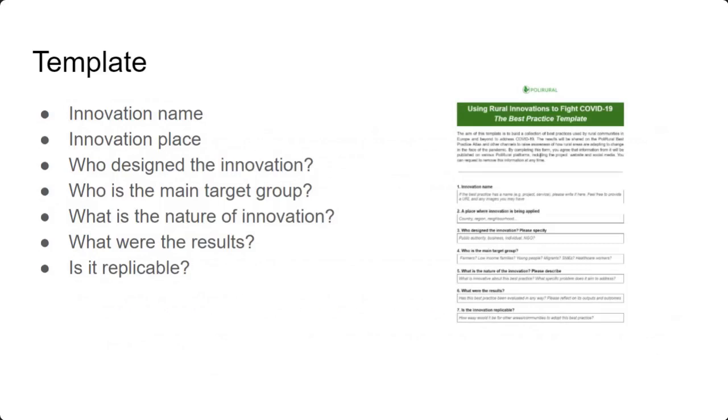For the collectors, we have developed a template. So those people who are joining this group will have a template to work with. And in this template, there are some fields that need to be filled in. Obviously, the name of the innovation, if there is a name, where the innovation is being implemented, who designed the innovation. Is it a public authority? Is it police? Is it a charity? Maybe it's an individual. So this is what you would need to put in this field.